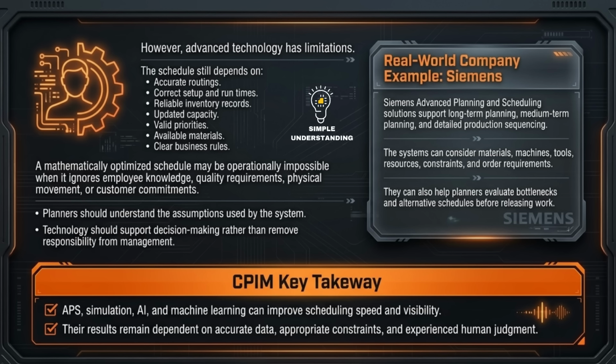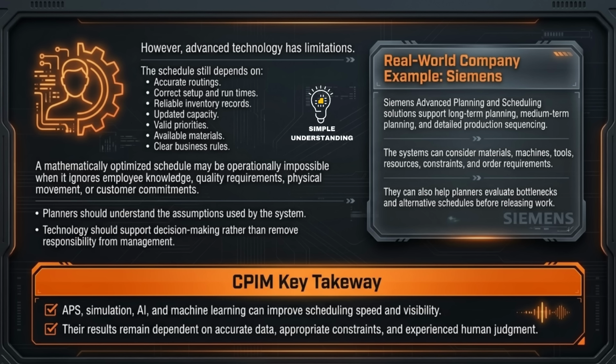The schedule still depends on accurate routings, correct setup and runtimes, reliable inventory records, updated capacity, valid priorities, available materials, and clear business rules. A mathematically optimized schedule may be operationally impossible when it ignores employee knowledge, quality requirements, physical movement, or customer commitments. Planners should understand the assumptions used by the system. Technology should support decision-making rather than remove responsibility from management.